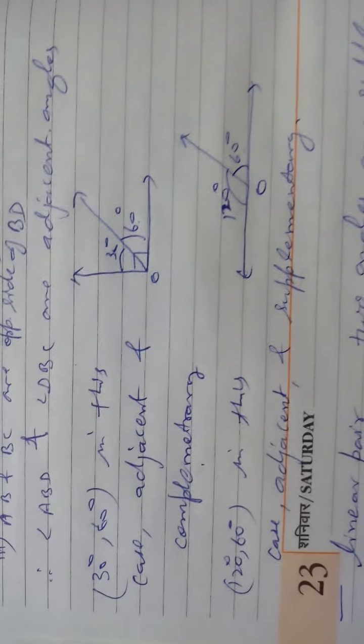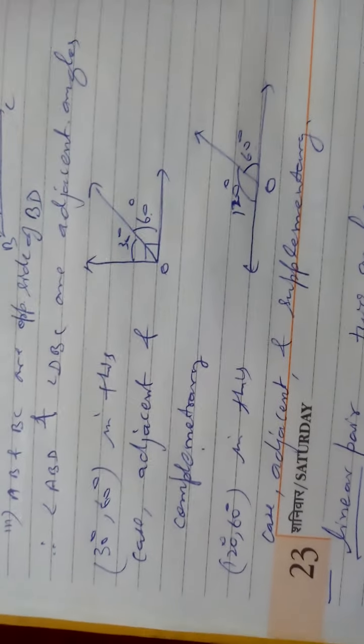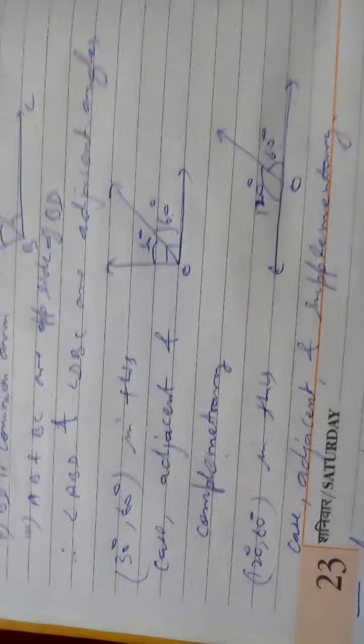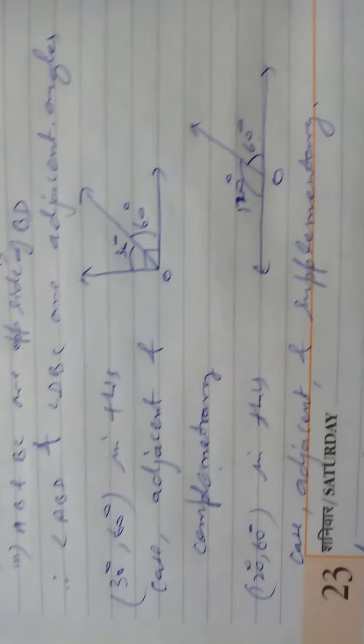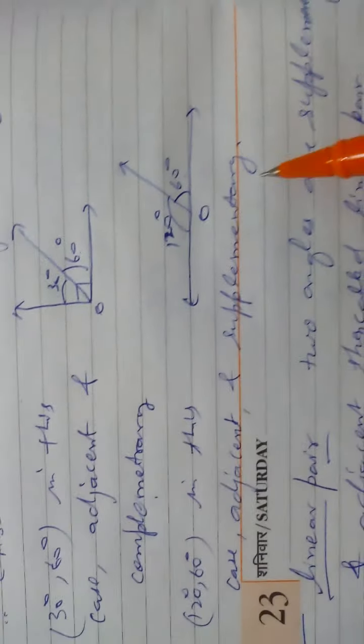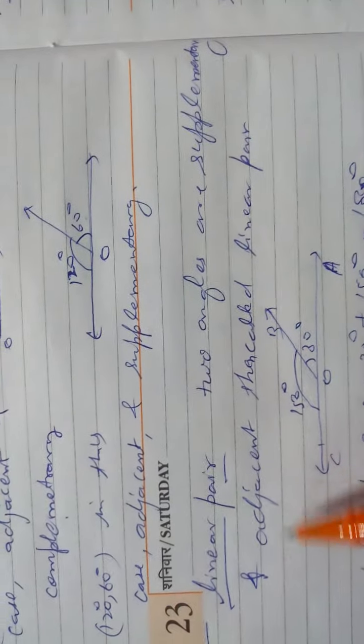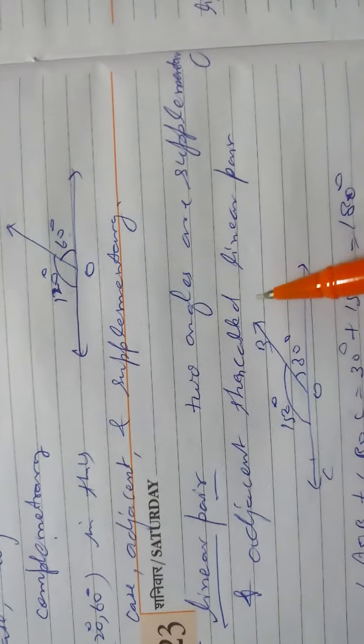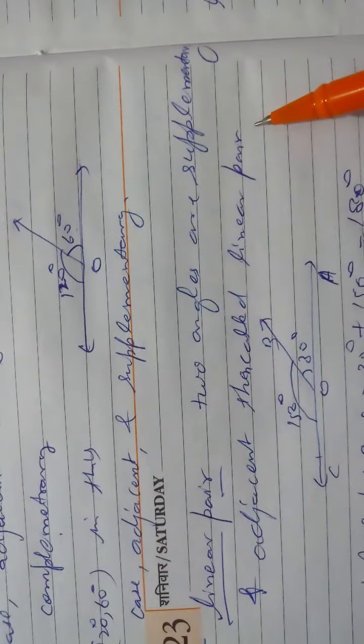What is the linear pair? Linear pair means the sum of two angles is 180 and they are adjacent. They must be adjacent. Adjacent means their non-common arms will be on opposite sides and form a straight line. So if two supplementary angles are adjacent, then it is called the linear pair.